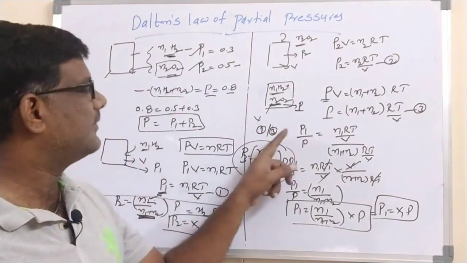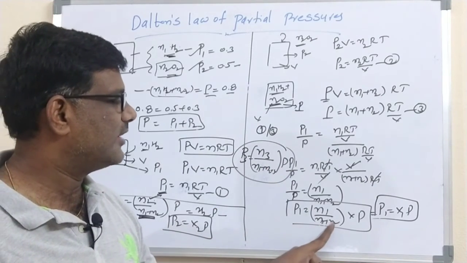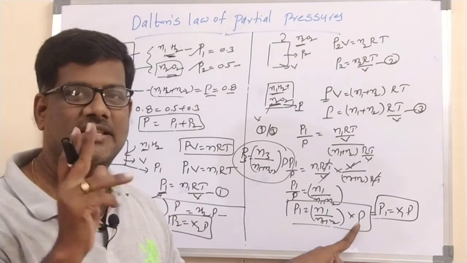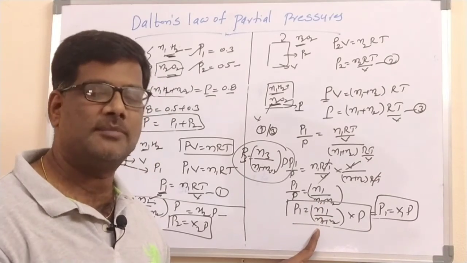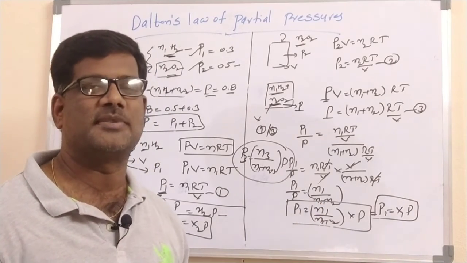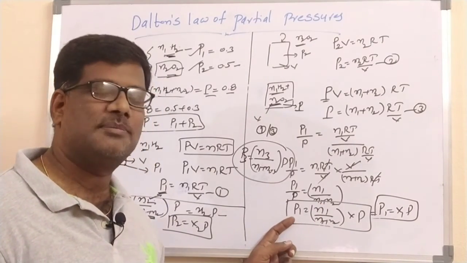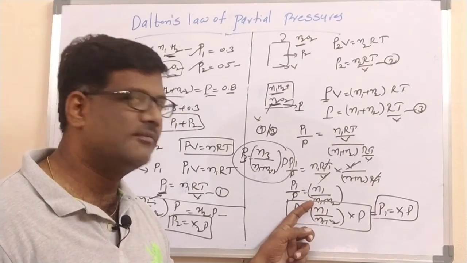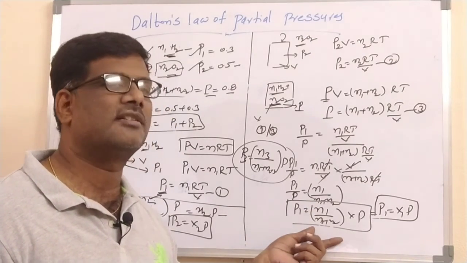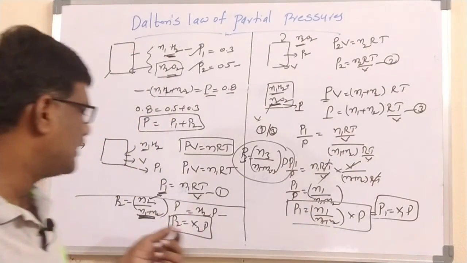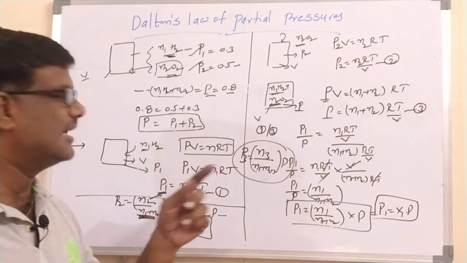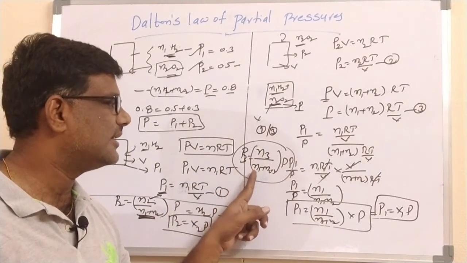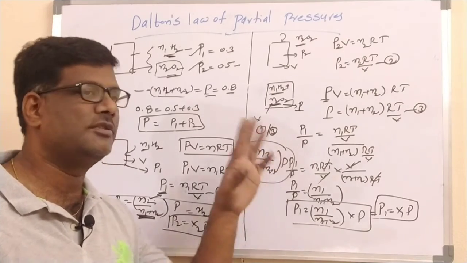How to calculate P1? P1 is equal to N1 by N1 plus N2 into the total pressure for 2 gases. If 3 gases are there, P1 is equal to N1 by N1 plus N2 plus N3 into the total pressure. That is, P1, the partial pressure of the first gas, is equal to the number of moles of the first gas to the total number of moles, into P. Similarly, P2 is equal to N2 by N1 plus N2 plus N3 for three gases. P3 is equal to N3 by N1 plus N2 plus N3 into the total pressure.